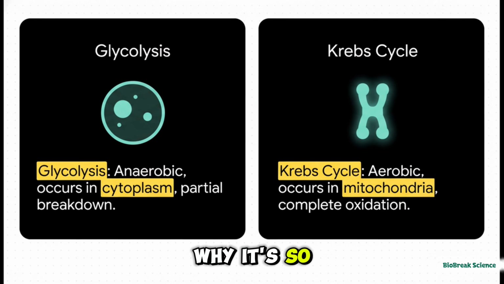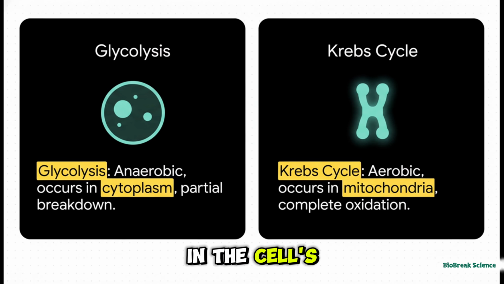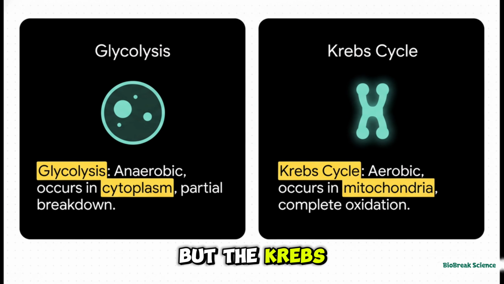To really get why it's so important, let's quickly compare it to the step right before it, glycolysis. Glycolysis is anaerobic, meaning no oxygen is needed. It happens out in the cell's cytoplasm, and it kind of just partially breaks down a glucose molecule into 2 molecules of pyruvate. But the Krebs cycle, it's aerobic. It needs oxygen to run. It takes place deep inside the mitochondria, and its whole job is to complete the breakdown of that pyruvate, extracting every last bit of potential energy.